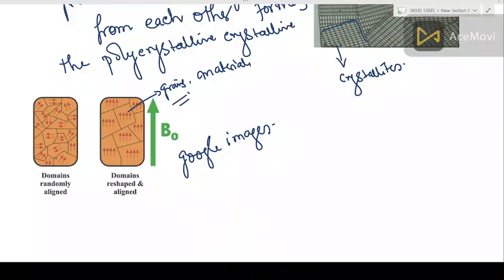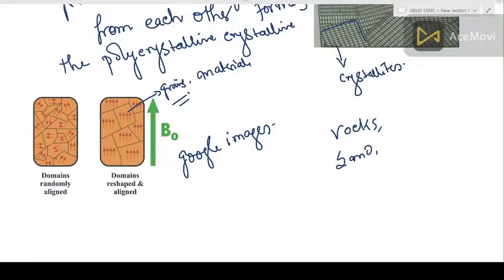There are many examples, like rocks, sand, and many natural salts. Metals, they are all polycrystalline structures.